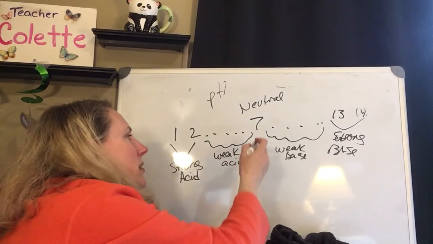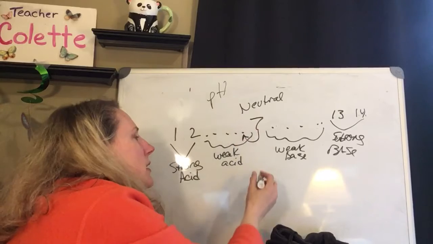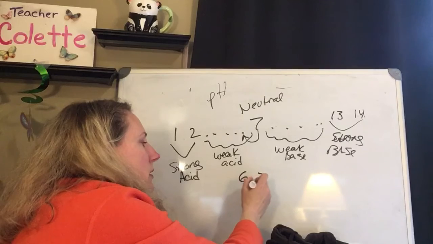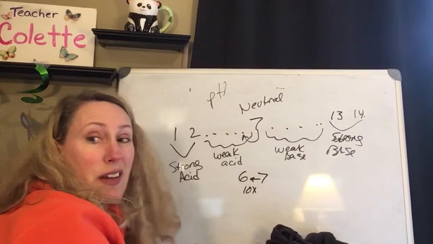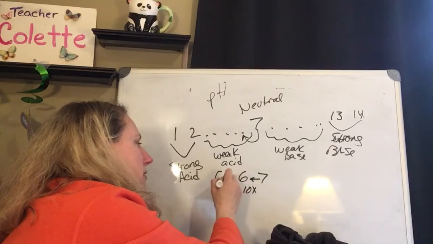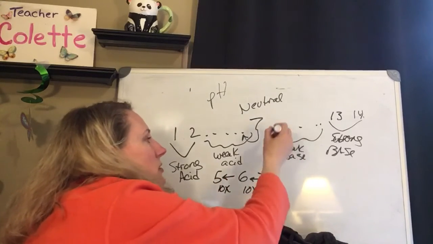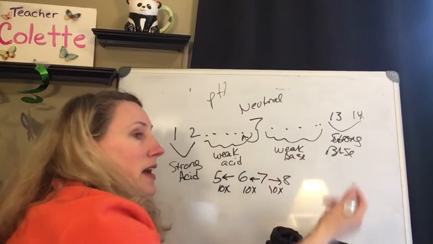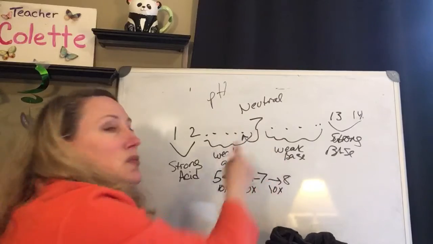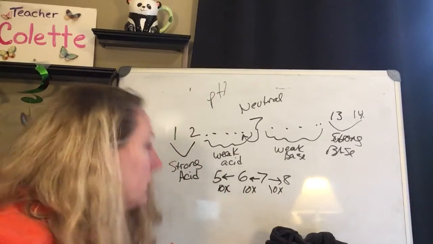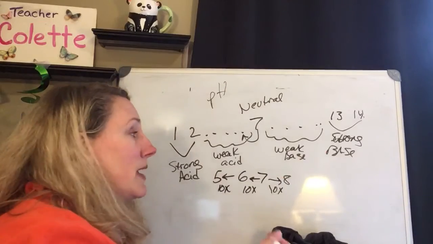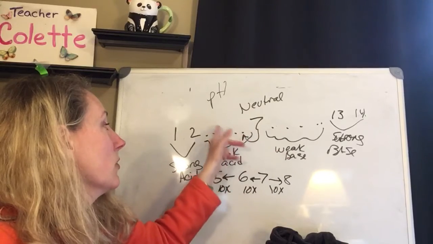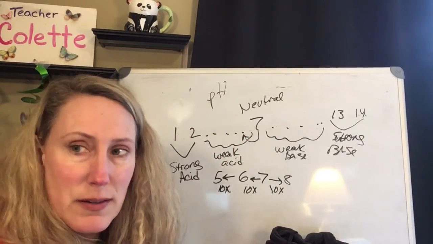And anytime you go from one number to another, that means it's 10 times, so something from 7 to 6 is 10 times more acidic. Then from 6 to 5 is another 10 times more acidic. Something that goes from 7 to 8 would be 10 times more basic. 8 to 9 would be another 10 times more basic. It's not just one, it's actually 10 times. So something that is a really strong acid or really strong base can burn you and be very dangerous, because they're 10, 20, 30, 40, 50, 60 times a lot more strong.